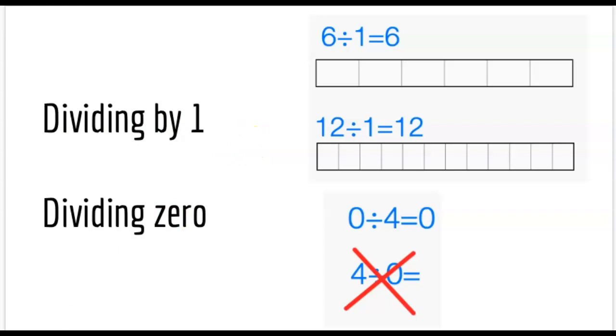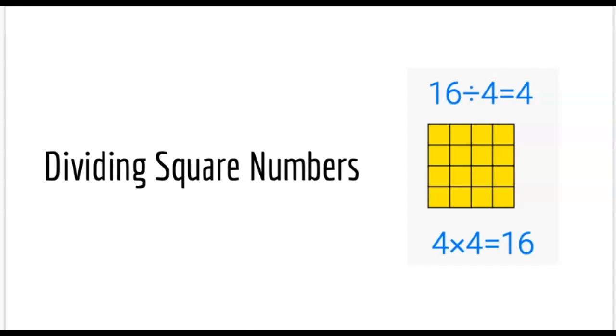The same thing is true with dividing 0. If I divide up 0 by any number, my answer will always be 0. This is like saying I have 0 cookies to divide among 4 people. Well, they'll get 0 cookies. And remember, as we went over in a previous video, we never divide by 0. That is called undefined.